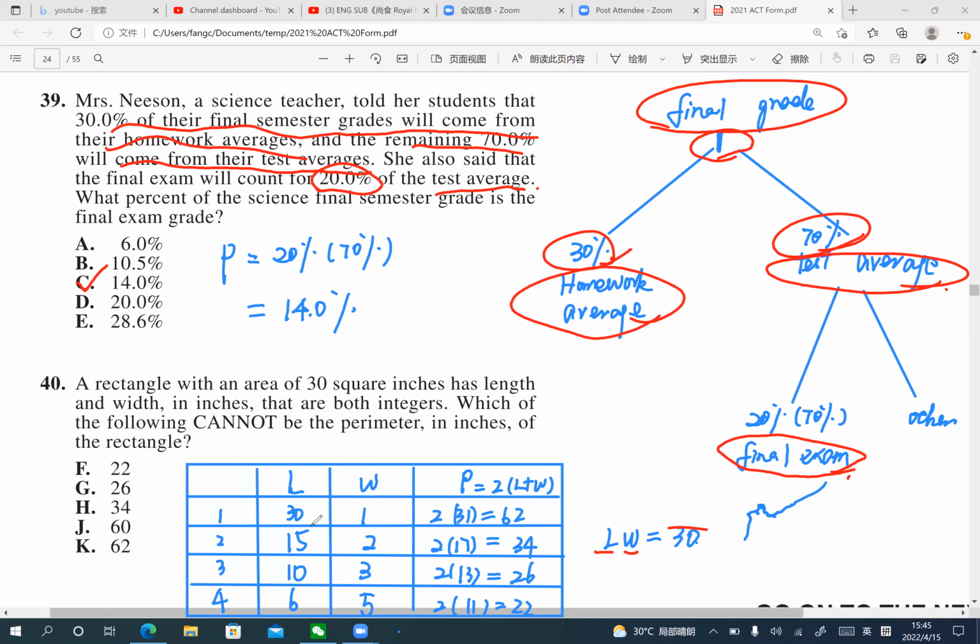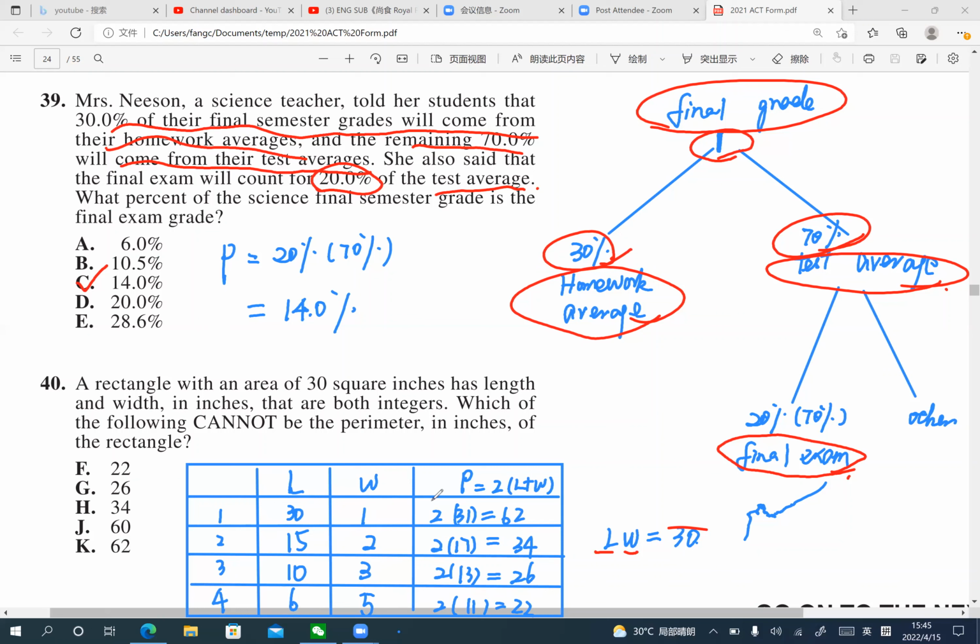So the first one is length 30, width 1. And the second one is length 15, width 2. The third one is length 10, width 3. The last one, length is 6, width is 5.